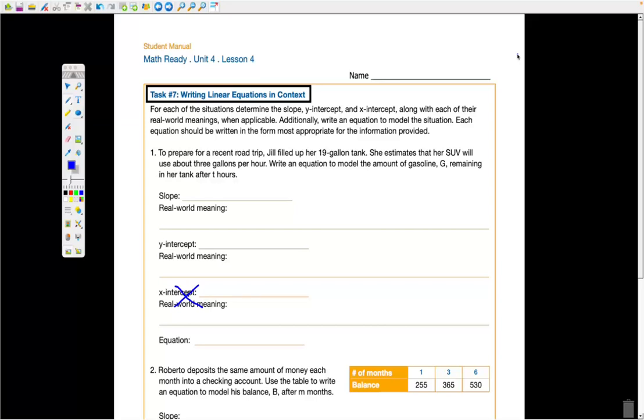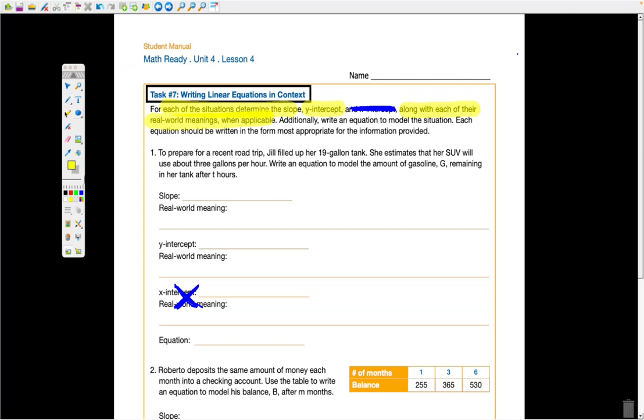There you go. So on task 7, again, I said we're marking off every problem that says x-intercept, but we're doing the exact same thing that we just did on the linear equation in context. It says for each of these situations, you are going to determine the slope, the y-intercept, along with each of their meanings in the real world when applicable. Again, we're not doing this part, so you can mark this off.